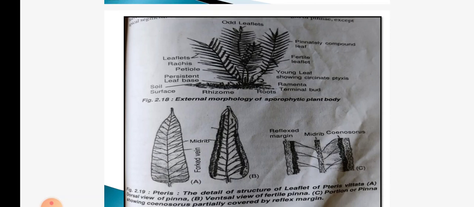This figure represents the external morphology of the sporophytic plant body, which shows leaflets, rachis, petiole, fertile leaflets, then the margin of the leaf is reflexed, midrib is present in the leaves, forked veins are present in the leaves and sori are present near the margin.